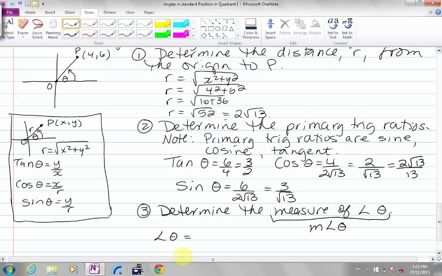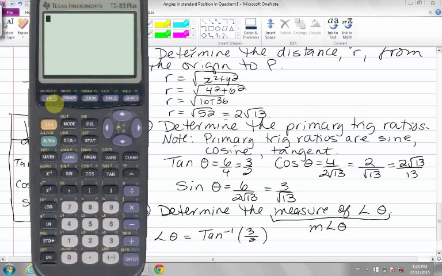So we would go tan to the -1 of 3 over 2, and we put that in our calculators. So second function tan, 3 divided by 2, and we get 56.3 degrees. So, everybody get that? Remember how to do that on your calculator?